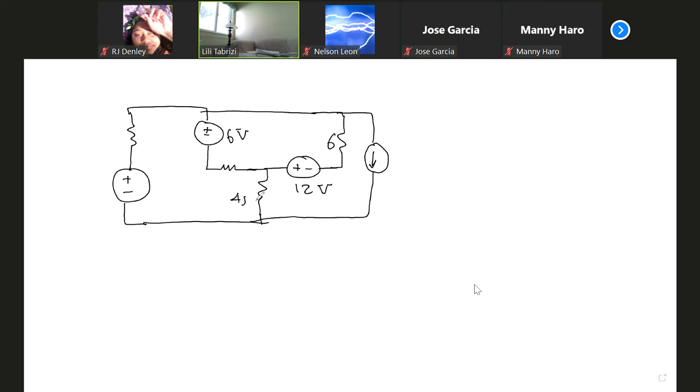This is 4 ohm, 3 ohm, 2 ohm, 12 volts, 2 amp. Okay, the following circuit is given, and this is the question: find Iz.